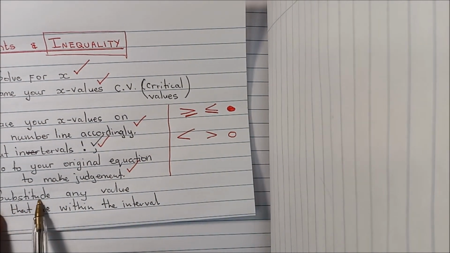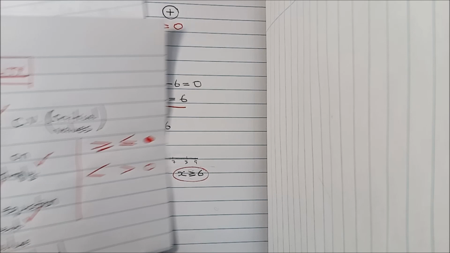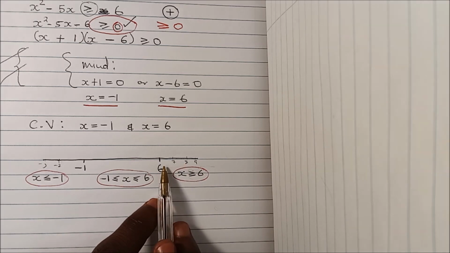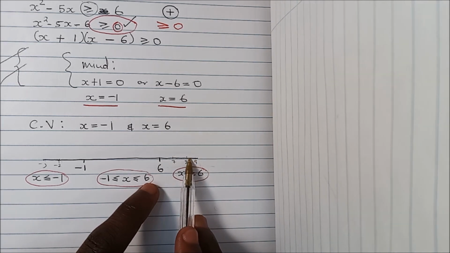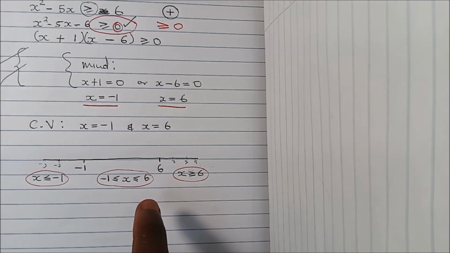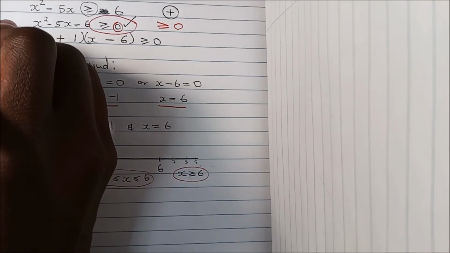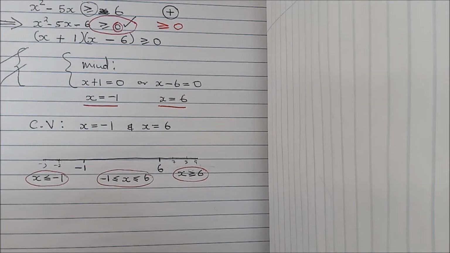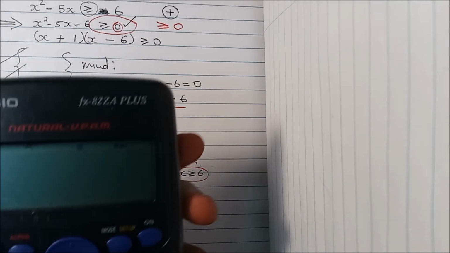So now let's go to the final point. They say substitute any value that lie within the interval. So now I want you to think deep. Can you tell me any number that is on this side? Any number that is on this side, excluding 6. Any number. We have 7, we have 8, we have 1,000, we have million. So now we are going to substitute that value of your choice here. And we will substitute one value. Which number do you think? I put 9.